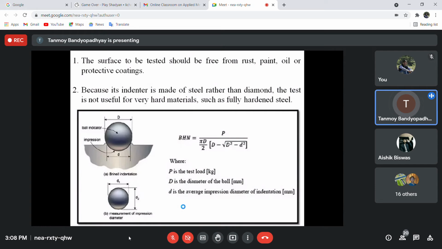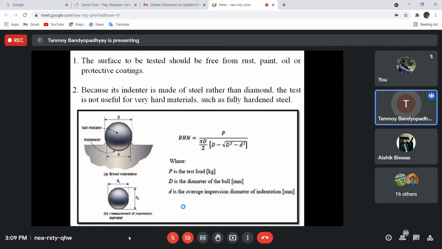Okay, so the next thing is this one. The first thing that's written is that the surface to be tested should be free from rust, paint, oil, or protective coating. This is a very general thing that has to be followed for any hardness test you do. I hope you can understand this, because whenever you're doing an experiment, I am testing the hardness of the surface of the specimen. If I don't remove the rust or protective coatings from the surface, then when I indent the surface, I get the hardness number for the protective coating itself. I'm not getting the hardness value for the metal or the specimen.